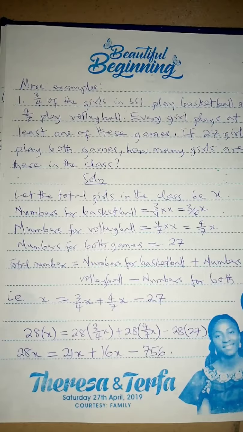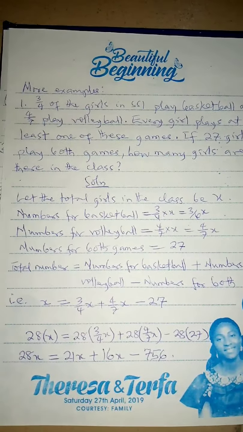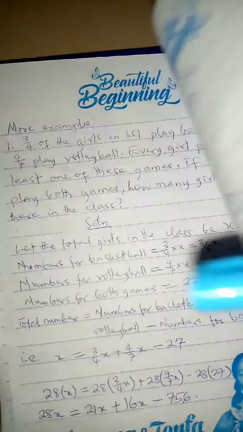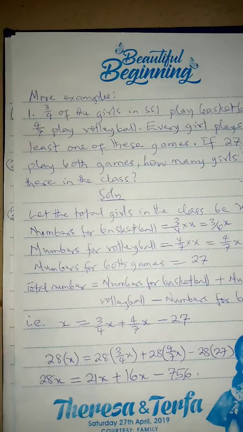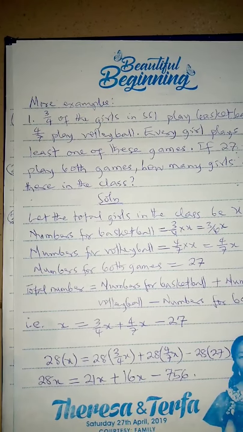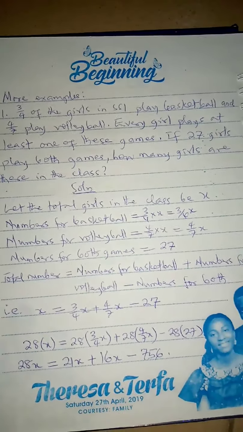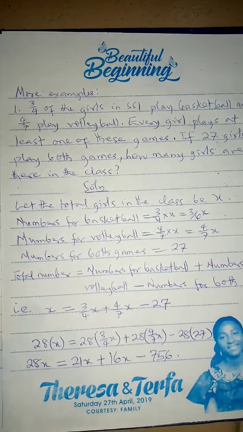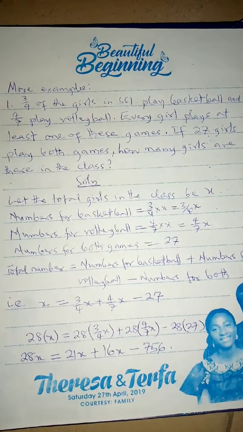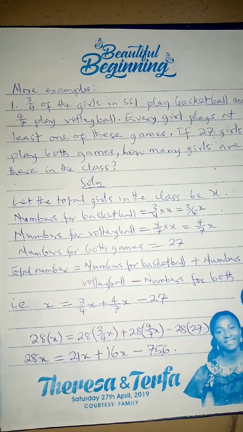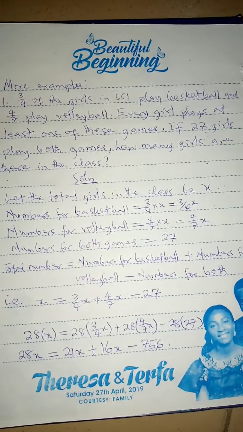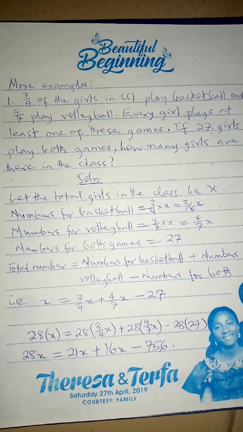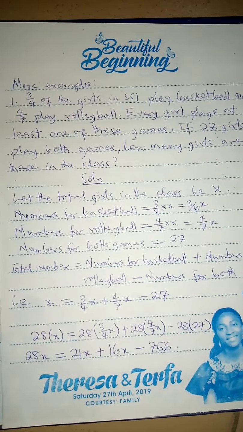3/4 of the girls in SS1 play basketball and 4/7 play volleyball. Every girl plays at least one of these games. If 27 girls play both games, how many girls are there in the class?